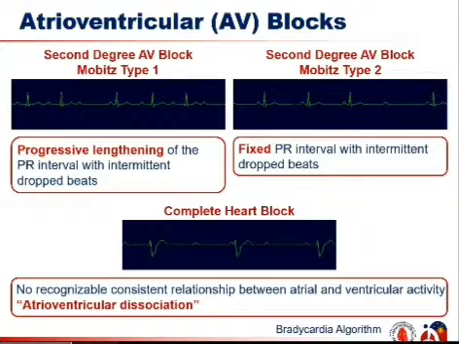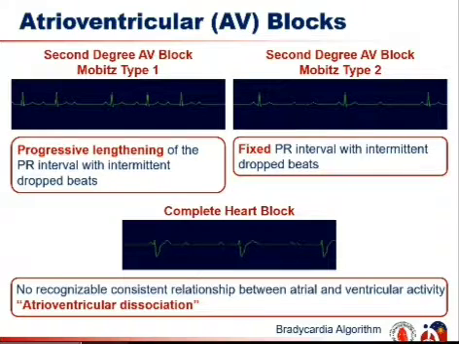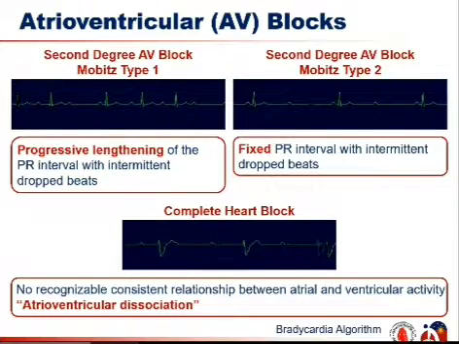Again, to review, second-degree AV block Mobitz type 1 has progressive lengthening of PR interval with intermittent dropped beats. In second-degree AV block Mobitz type 2, the PR interval is fixed with intermittent dropped beats, while complete heart block has no recognizable consistent relationship between atrial and ventricular activity, or what is called atrioventricular dissociation.